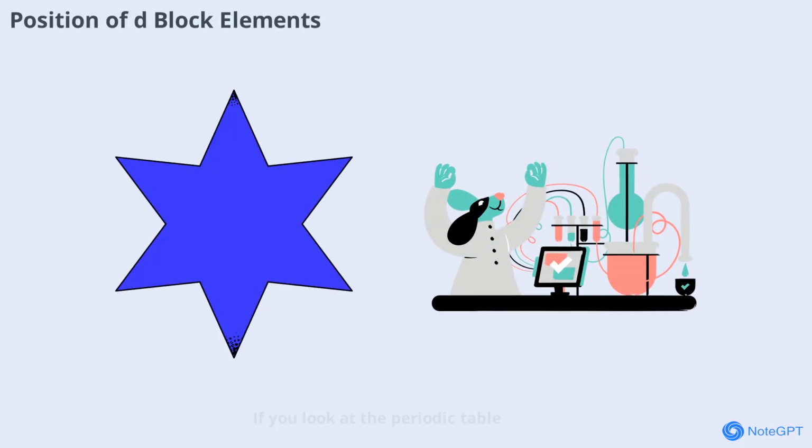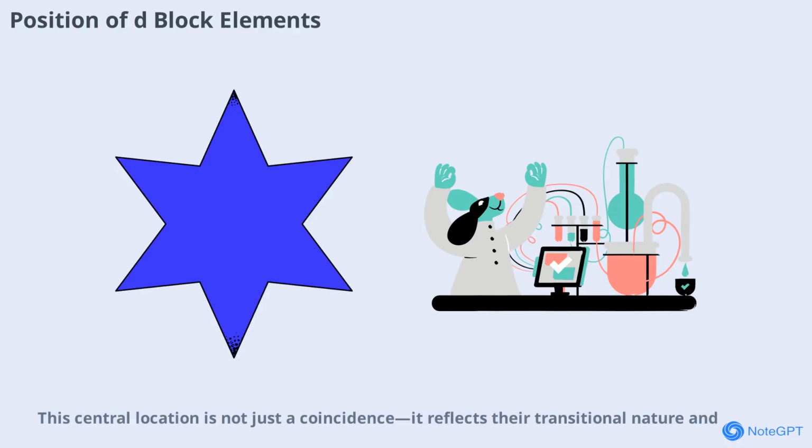If you look at the periodic table, you'll notice the D-block elements are situated right in the center. These elements bridge the gap between the S and P blocks, making them a central feature of the table. Their unique position allows them to connect different groups of elements, both chemically and physically. This central location is not just a coincidence, it reflects their transitional nature and the important role they play in the periodic trends and properties of elements.